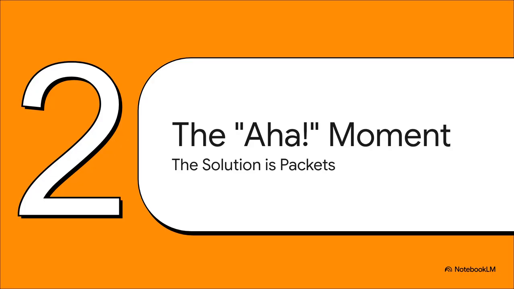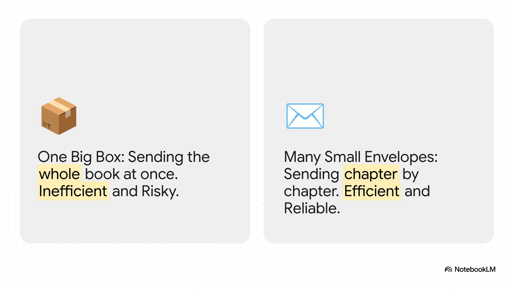So, what's the smarter way to do it? Well, instead of that one giant box, what if you sent the book one page at a time, in thousands of little envelopes? This, right here, was the aha moment that made our modern internet possible. The solution has a name. It's called a packet.